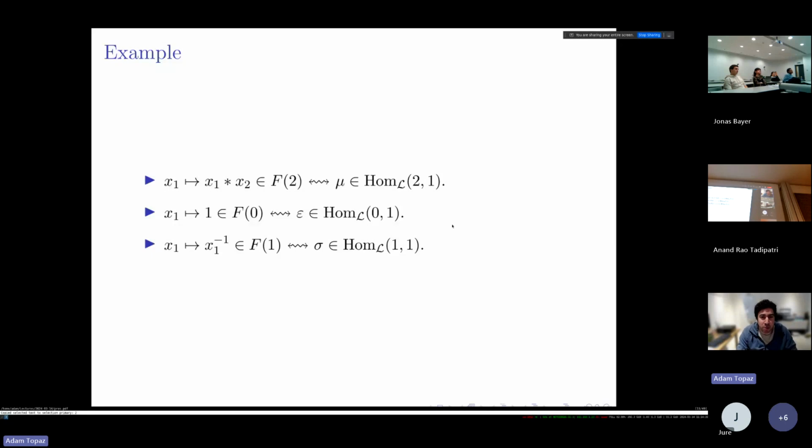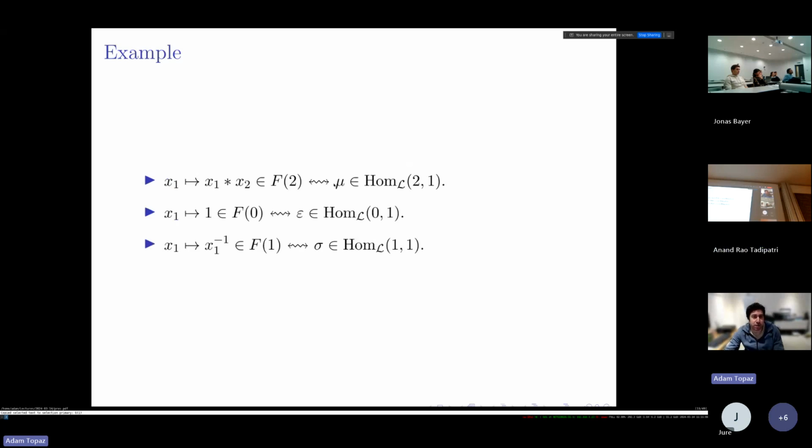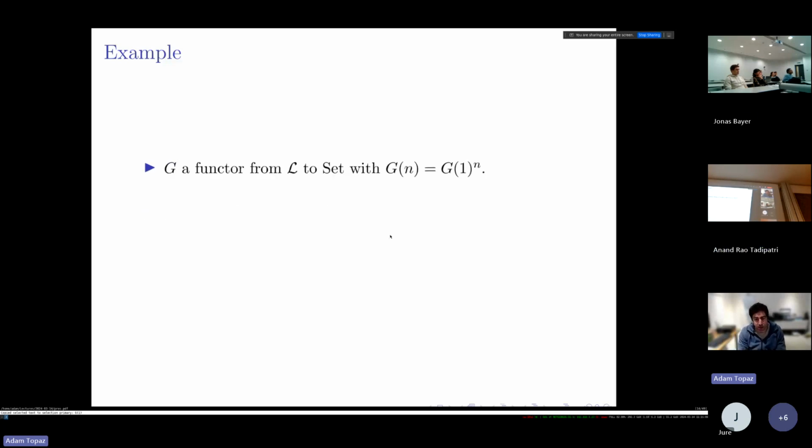Okay, so let's see what we can do with these three morphisms. Let's now take a functor, G, from this category to sets, and I'm going to assume this condition, that this functor sends the natural number n to just the n-fold product of G of 1. Well, we just constructed these three morphisms, mu, epsilon, and sigma. So now we can do something with them.